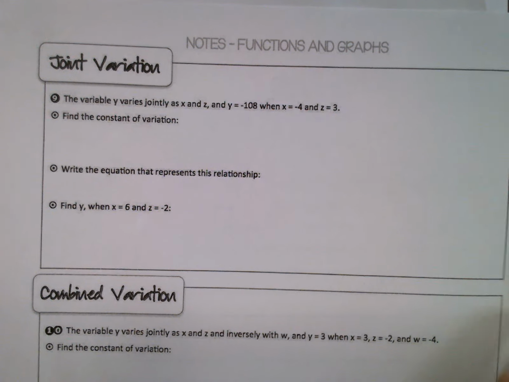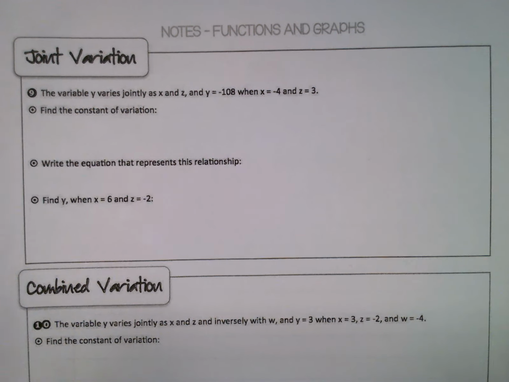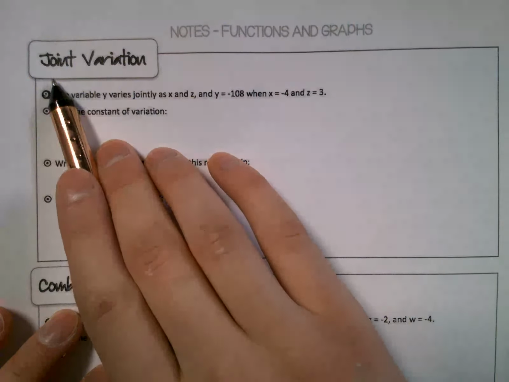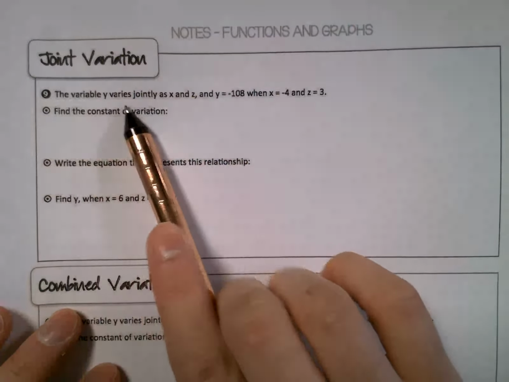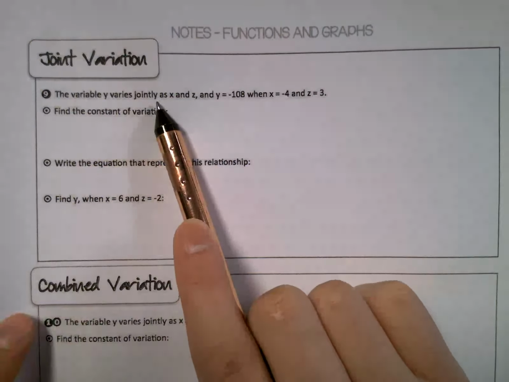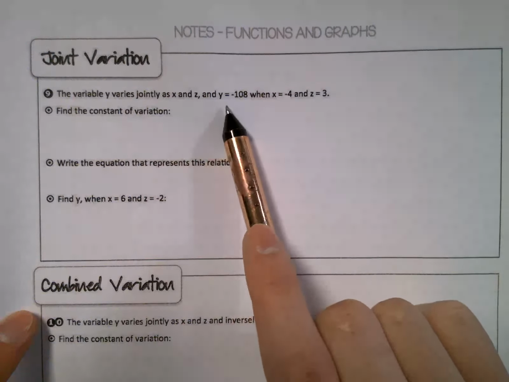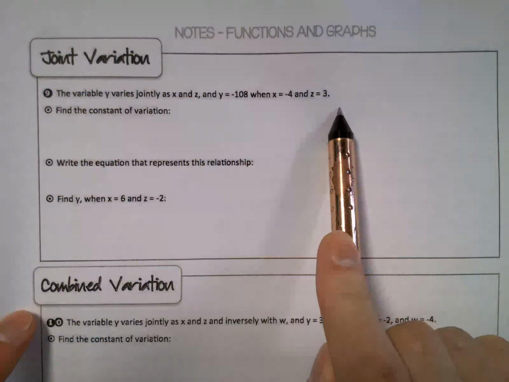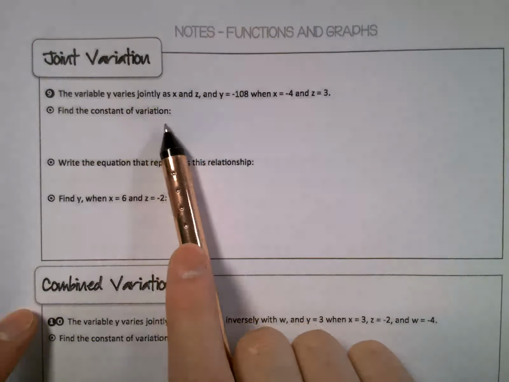All right, so we're going to finish up the example problems for 4.5. Let's jump right into this with joint variation. The variable y varies jointly as x and z, and y equals negative 108 when x equals negative 4 and z equals 3. We need to find the constant of variation.